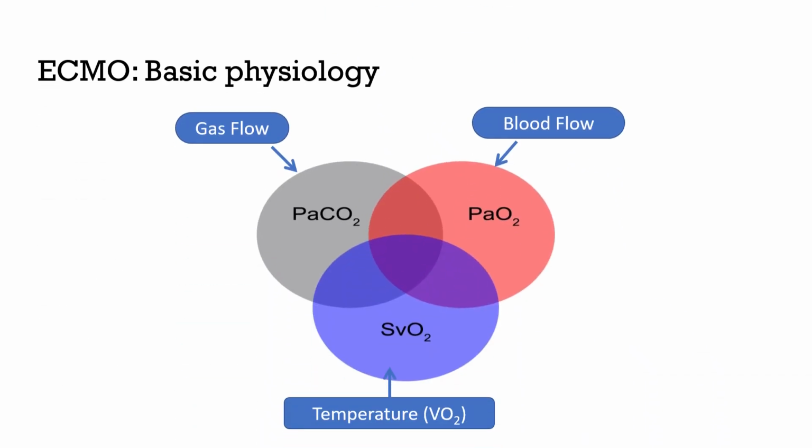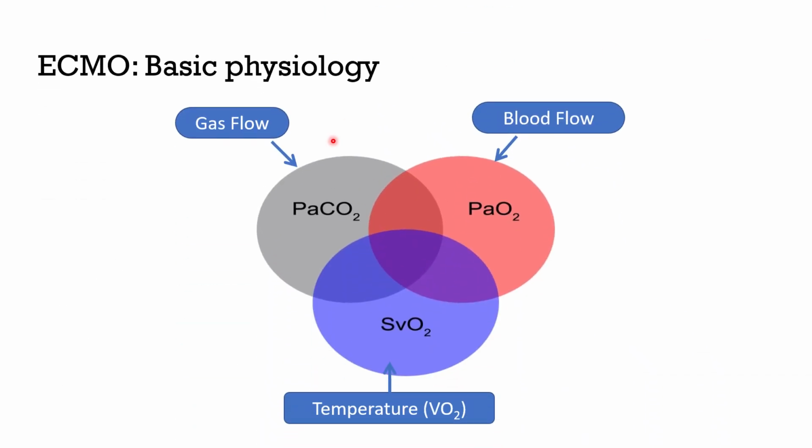The first part of our lecture is the physiology of ECMO, whether it's veno-venous or veno-arterial ECMO. CO2 clearance is under control of gas flow. If we want to increase CO2 clearance, we can increase the gas flow. PaO2 is under control of the blood flow. If we have low PaO2, we can increase the blood flow.